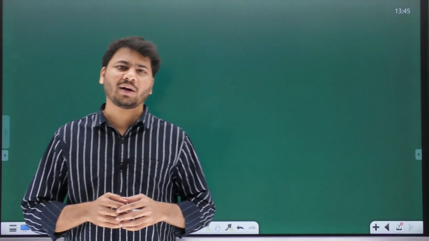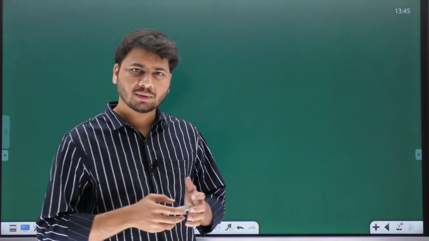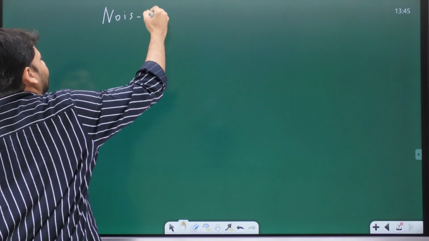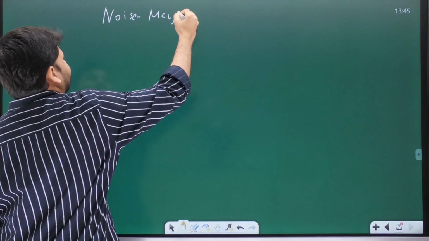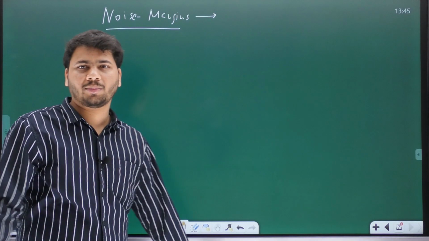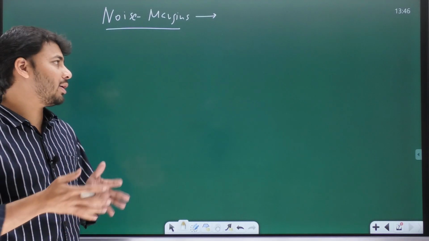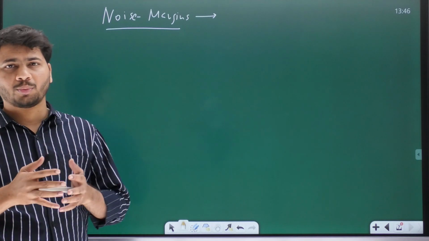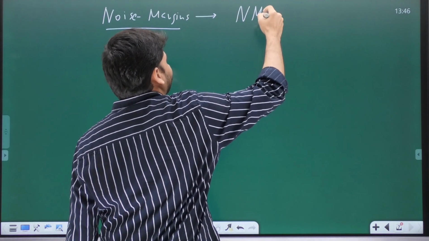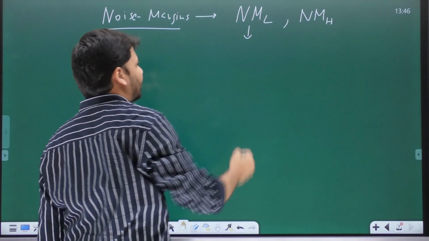Now let's look at how the relative strength of the two transistors is related to the relative values of the two noise margins. What are the two noise margins? If you recall, in the last lecture, I had introduced the notion of noise margin, which is the maximum noise that the logic gate can tolerate at its input without the input and output getting affected. There are two types of noise margins. One is NML, another is NMH.